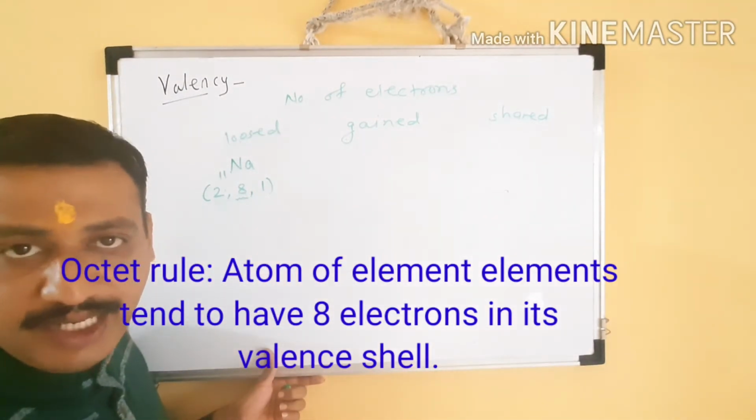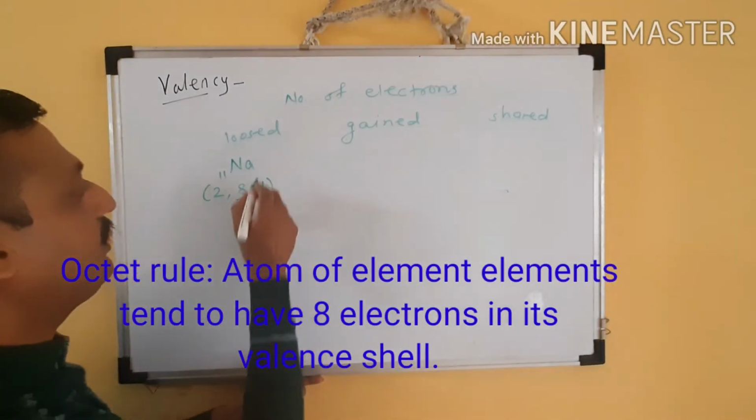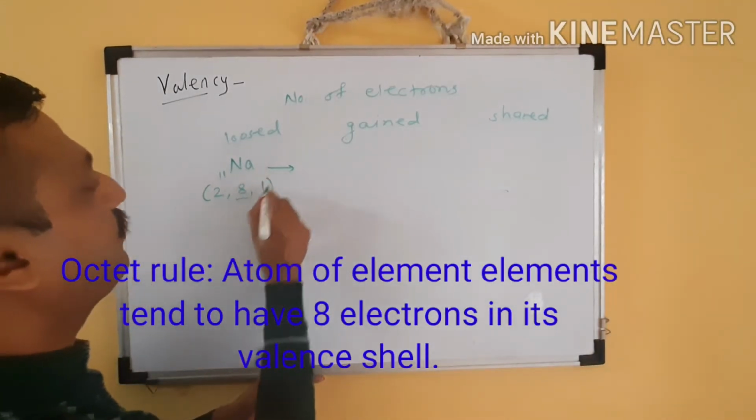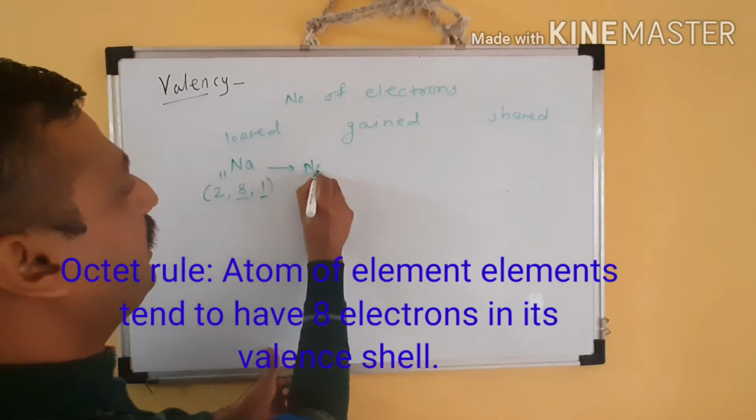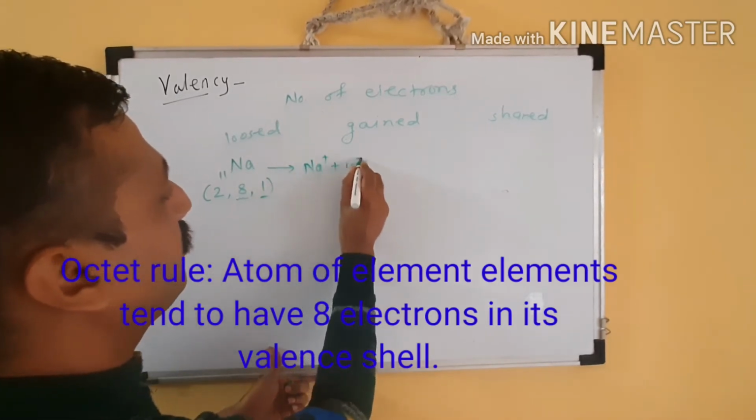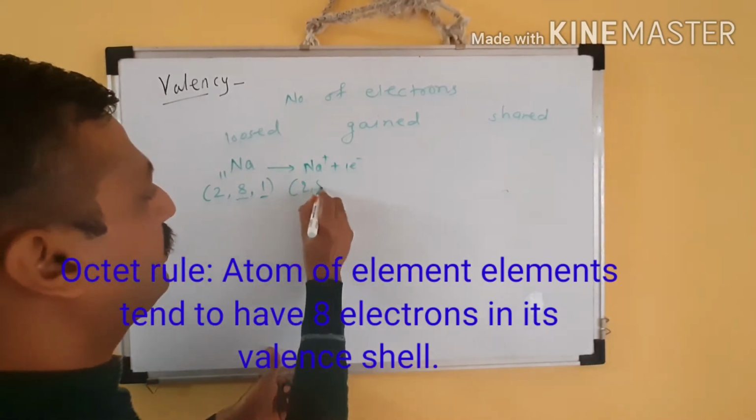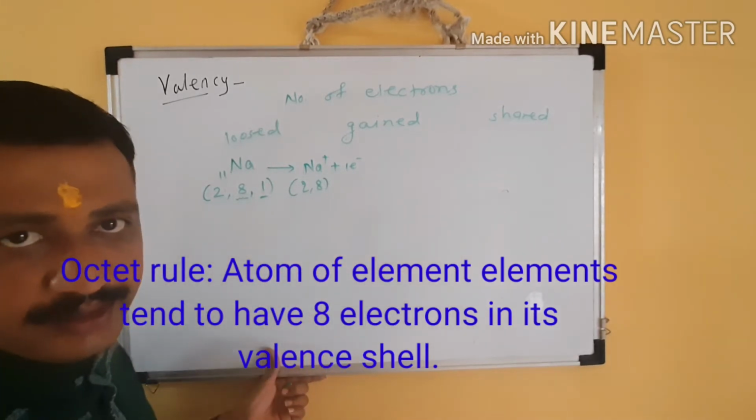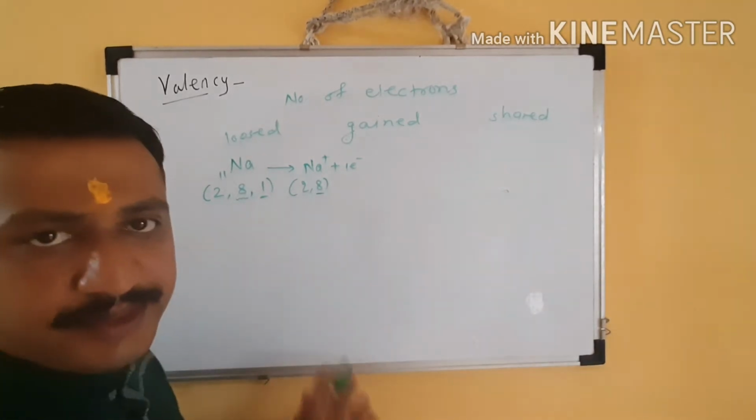So as to have 8 electrons in the last shell, a sodium atom will lose its 1 valence electron and become a Na plus ion, and 1 electron is lost. Here the electronic configuration of Na plus is 2, 8. Now it has 8 electrons in the last shell, so it becomes stable.